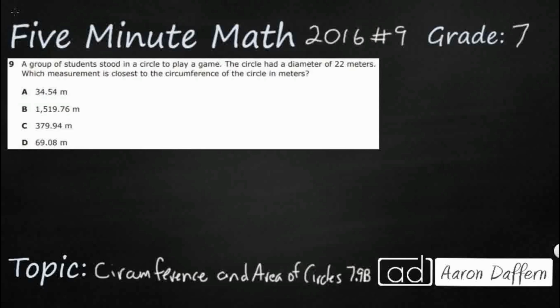Today we are looking at the 7th grade concept of circumference and area of circles. This is standard 7.9b in the great state of Texas, and we are using item number 9 off the 2016 released STAAR test. If you have not done so already, please go ahead and take a moment to pause the video, work this problem out on your own, unpause it, and we will look at our answers together.